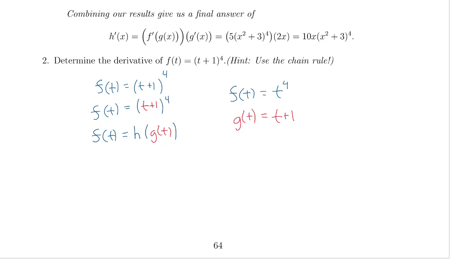From here, we can write out the chain rule, and the rule is that f prime is given in terms of h and g, and their derivatives, as h prime composed with g times g prime. So that's the chain rule.